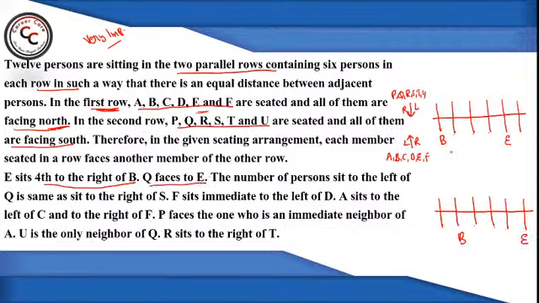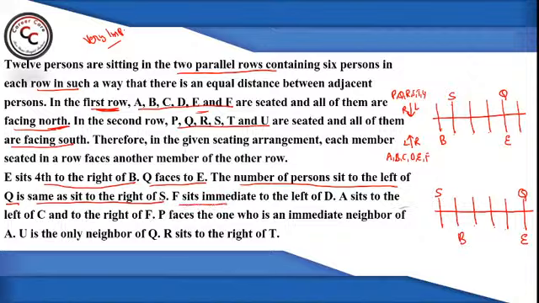Then Q faces E. So Q faces E. Whatever points we have got, based on that we will continue with respect to both the possibilities. The number of persons sitting to the left of S, sitting to the left of Q, is the same as sitting to the right of S. So to the left of S you can find one person, that means to the left of Q you can find one person, that means to the right of Q one person. Here, to the left of Q no person, that means to the right of Q no person. Simple.